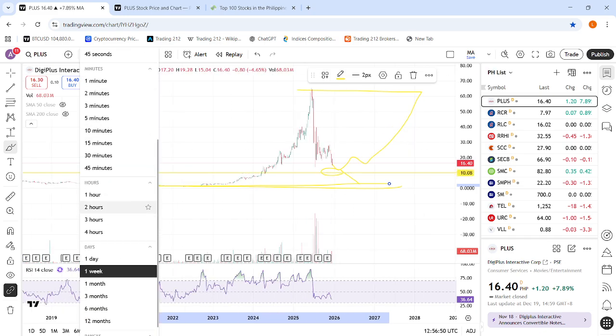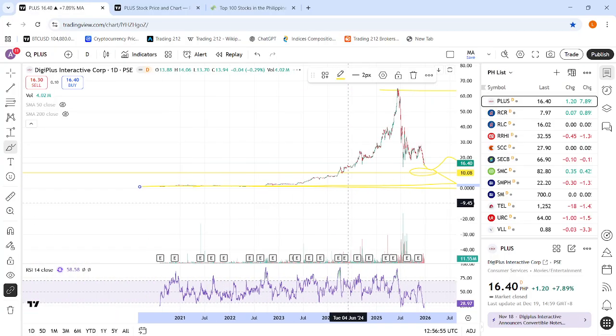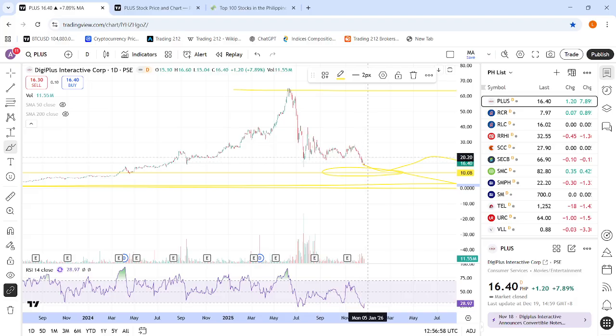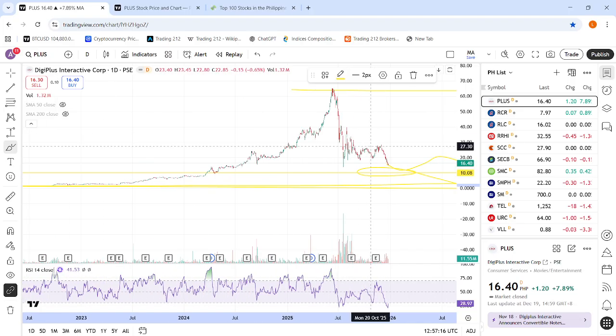Okay, so we're going to go back to the daily time frame first. So this one, 16, as you can see here, in fact, at this level there's already buying. As you can see, there's already a green candle. That means that buyers are starting to kick in at this level. Hopefully this will continue to go up, or if it goes down to 10, that would also be good for us. That would be a better position for us, because this will be a discounted price.